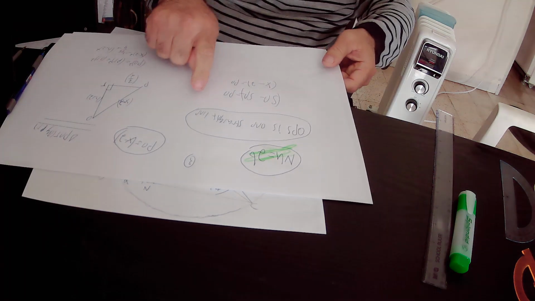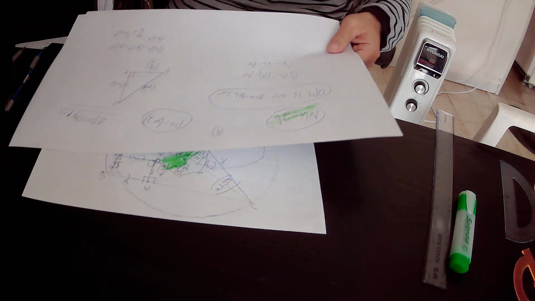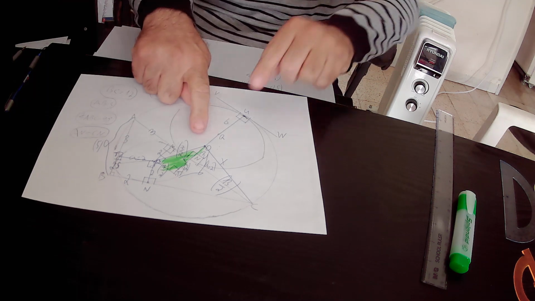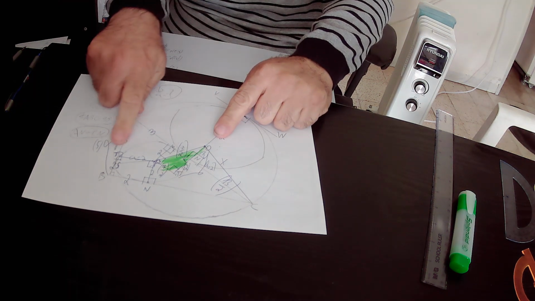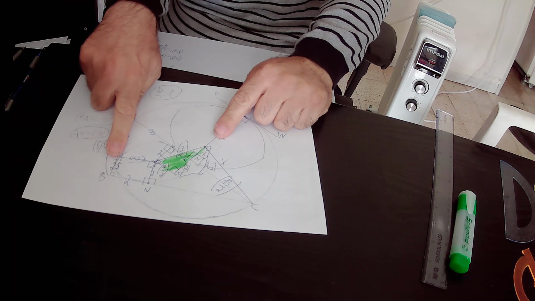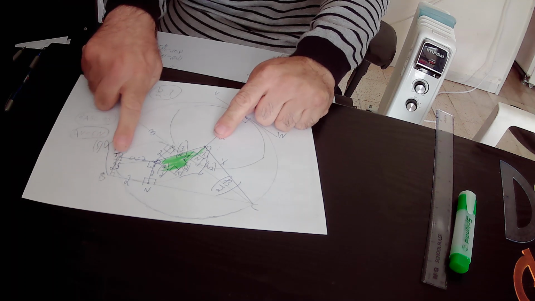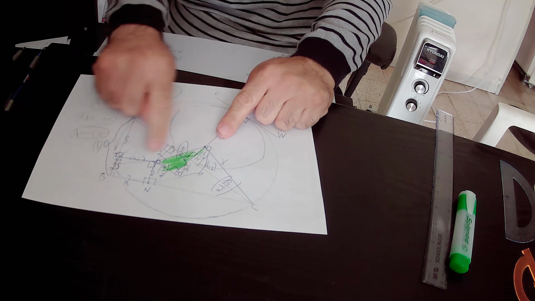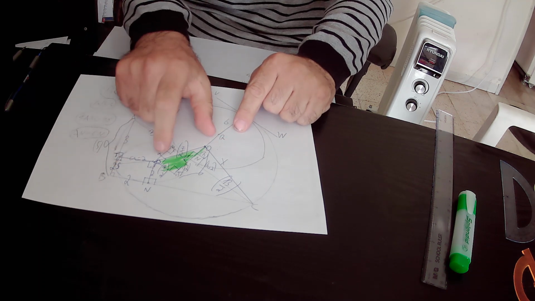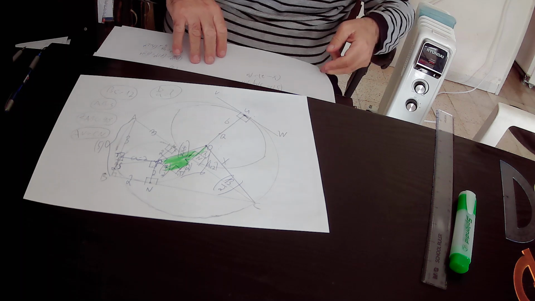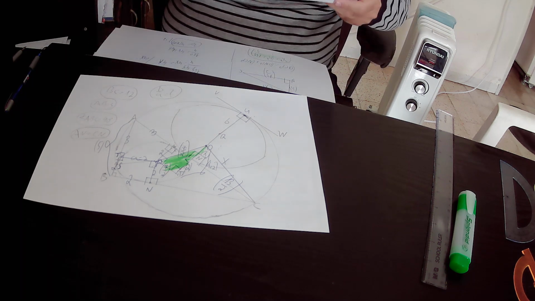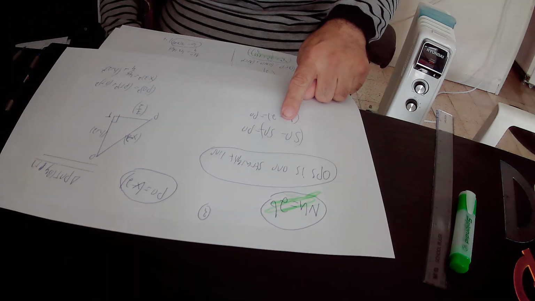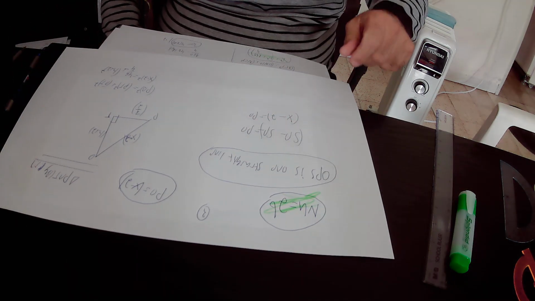OPS is one straight line. If OPS is one straight line, it means that OS minus PS is PO. Again, OS minus PS is PO.